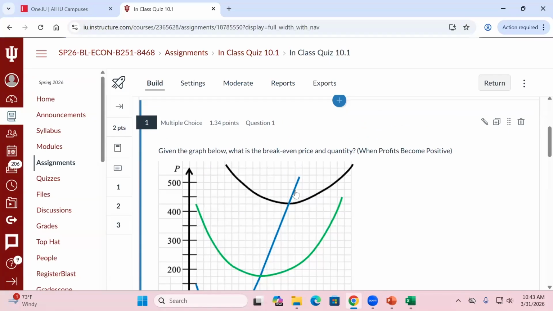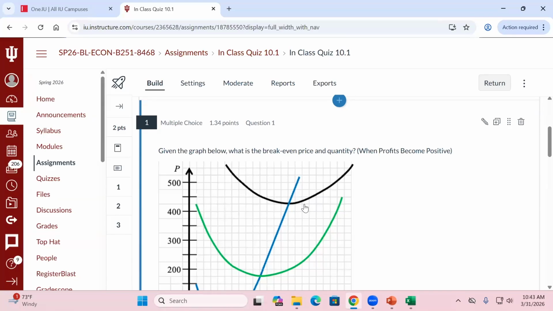Now, if the price were, say, above 425, like 500, where would my price or marginal revenue hit marginal cost? Somewhere up here. Price is now above my average total cost. That difference is positive. My profits are positive. So essentially, I've got this break-even price.